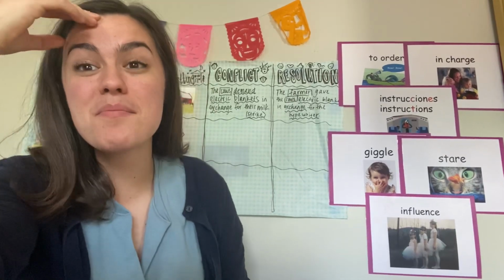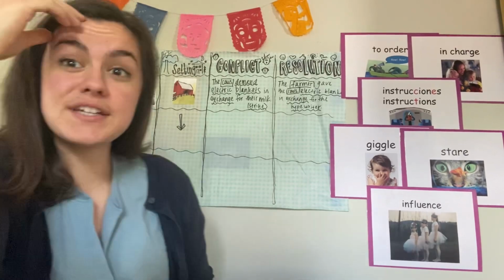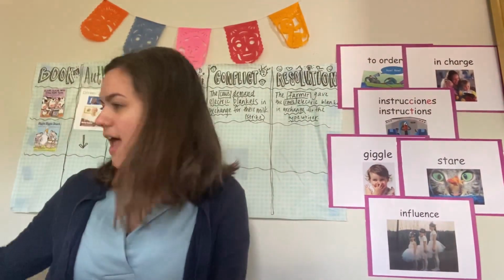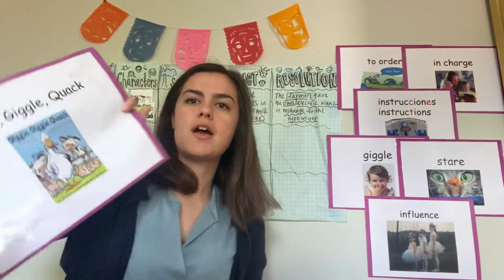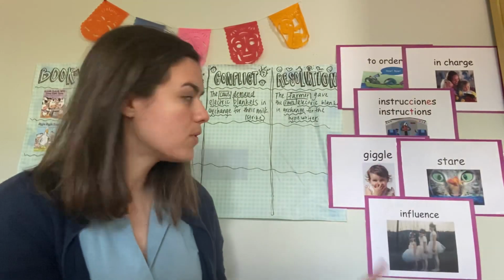Okay, friends, remember, today we're going to finish filling out our chart for Giggle, Giggle, Quack, that awesome book by Doreen Cronin that I have somewhere. And it was illustrated by Betsy Lewin. So today we're going to talk about conflict.